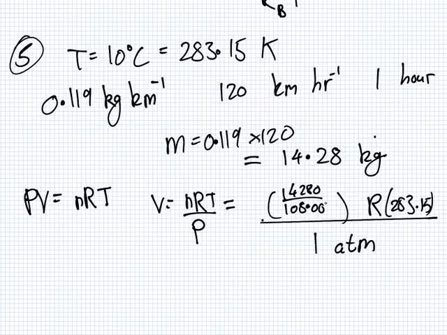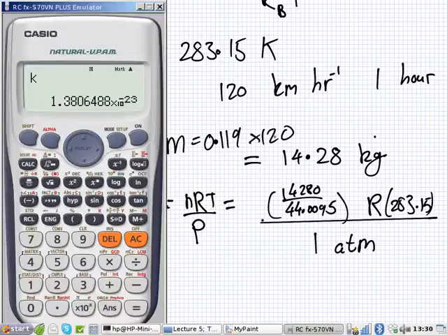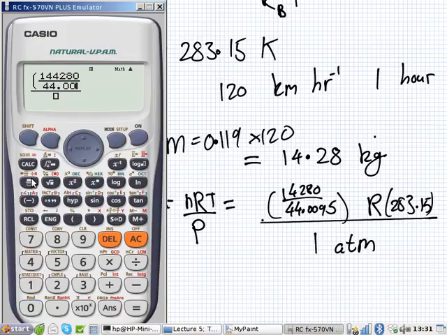Wait, carbon dioxide alone, right? Yeah. Carbon dioxide. Do I give you that in the table? Yeah, that's 44 point 0095. Okay, calculator time. So once again, 144280 over 44.0095.